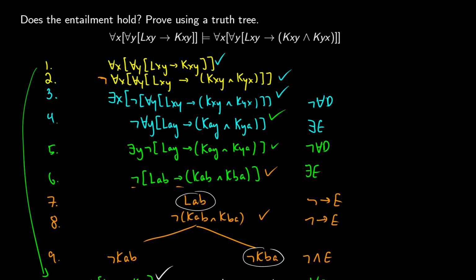If we have LXY, then we have KXY, entails that if we have LXY, then we have KXY and KYX. And you would think this because, oh, it's just taking everything in the universe and we could just flip these two around and this would be fine, but it turns out it does not entail.